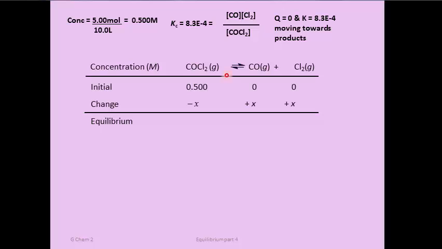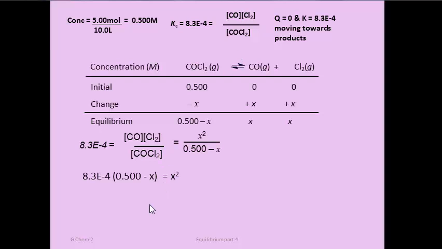So now we know that we should be using a minus X from the reactant side and plus X to the product side. Get them down to their equilibrium expression. Plug them back into the original equation. There you go. And now you're going to solve. You distribute the 8.3 times 10 to the minus 4 across the parentheses. And basically what you end up with is a quadratic equation.